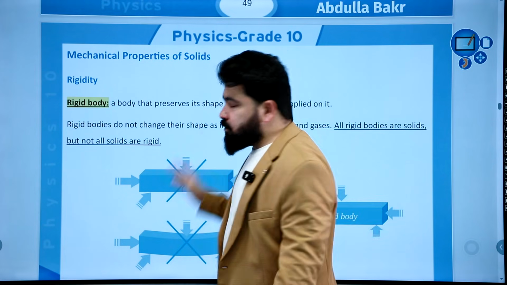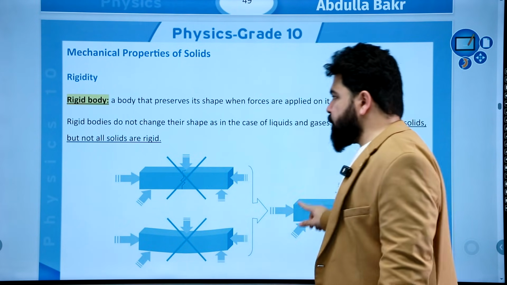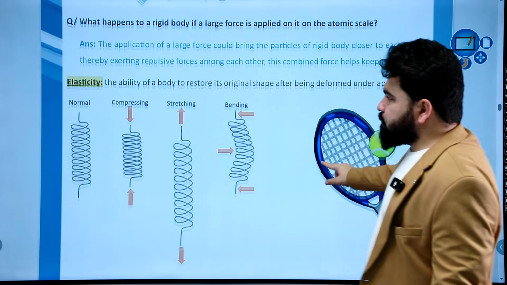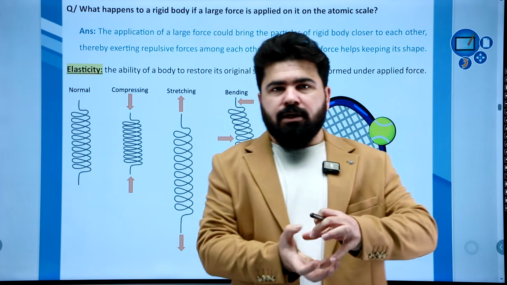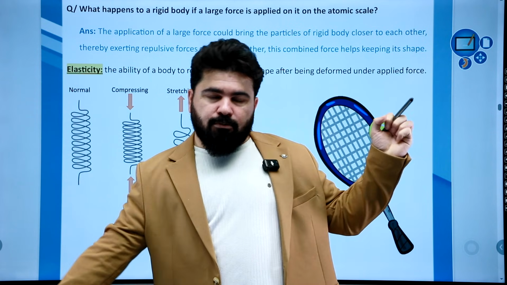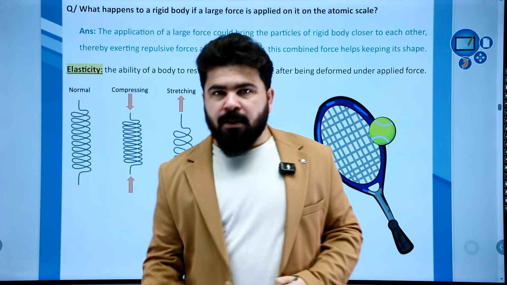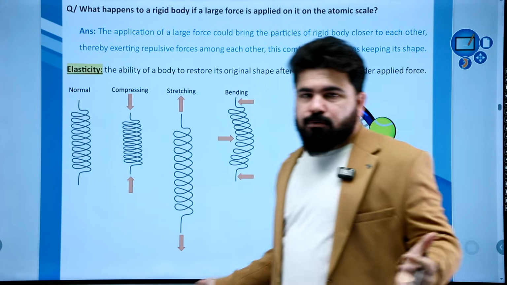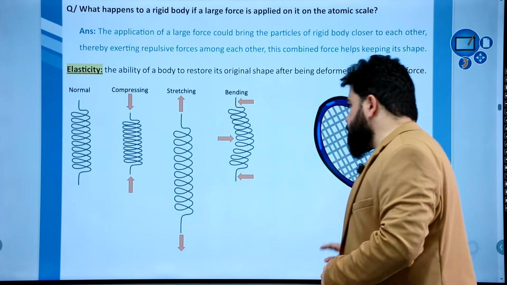So we have rigidity. Rigidity is basically the ability of an object to preserve its shape. Basically definition. And then we have elasticity. Elasticity is the ability of an object to go back to its original shape. For example, you have a spring. You apply a force on this spring. This spring is going to be stretched. When you leave it, the spring goes back to its original shape. You have a tennis ball in your hand. You compress this tennis ball, and it goes back to its original shape when you remove the force.